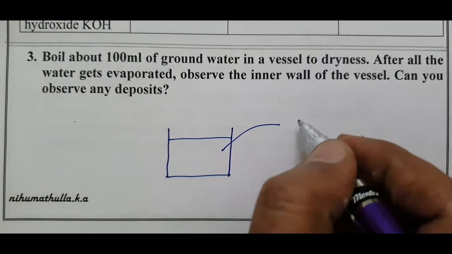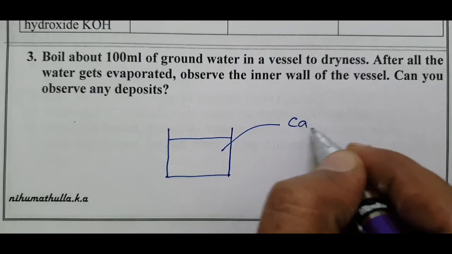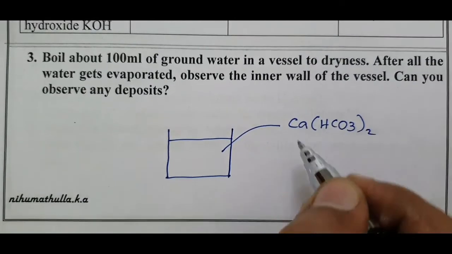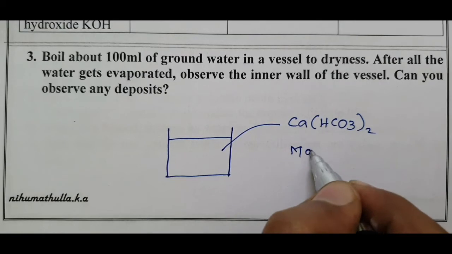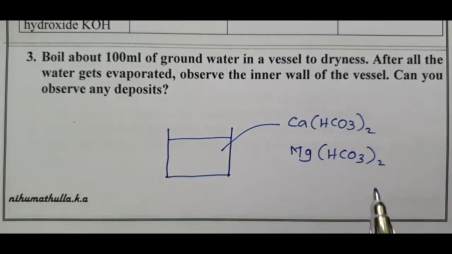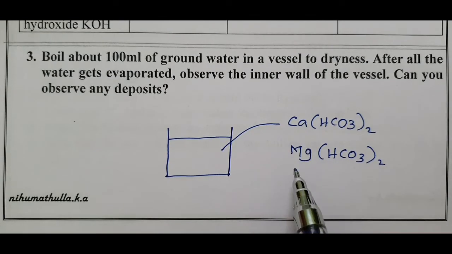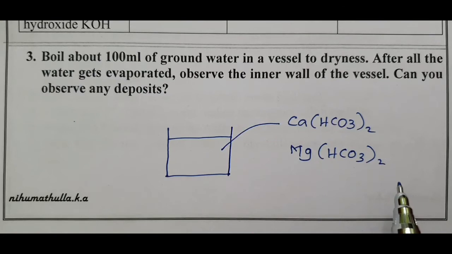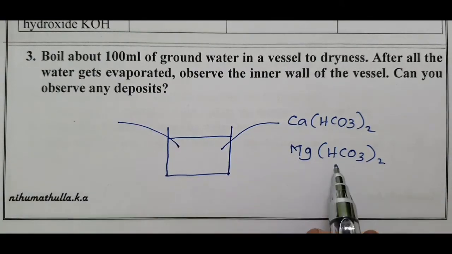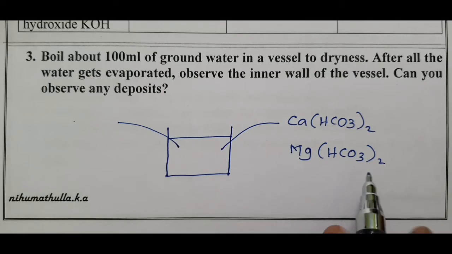The temporary hardness causing salts are calcium bicarbonate and magnesium bicarbonate, Mg(HCO3)2. The presence of calcium 2+ ion and Mg2+ ion gives hardness to water. And the temporary hardness salts are calcium bicarbonate and magnesium bicarbonate.